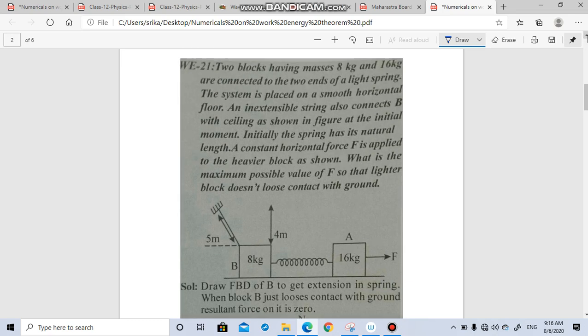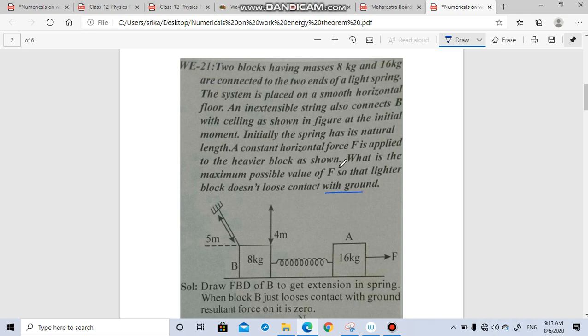In the system, two blocks having masses 8 kg and 16 kg are connected to the ends of a light spring. The system is placed on a smooth horizontal floor, and an inextensible string also connects B with the ceiling as shown in the figure. Initially the spring has its natural length. A constant horizontal force F is applied to the heavier block as shown. What is the maximum possible value of F so that the lighter block doesn't lose contact with the ground?